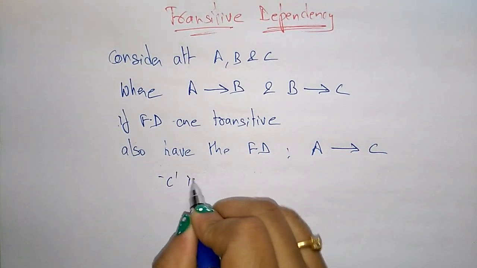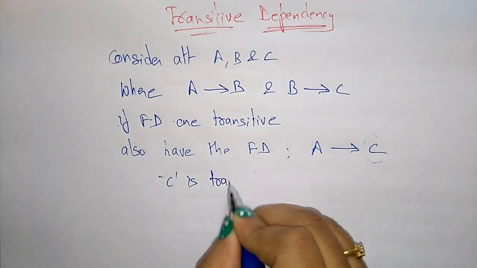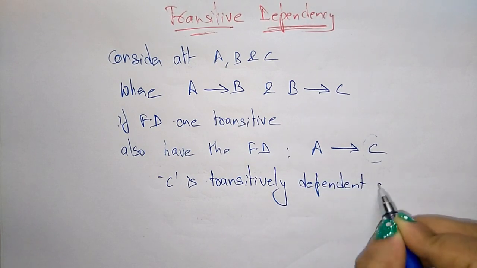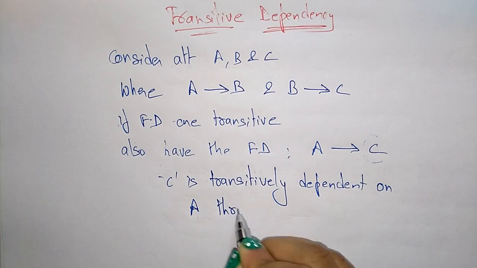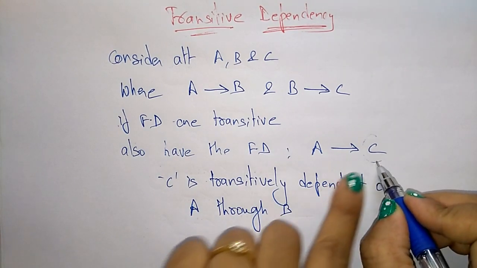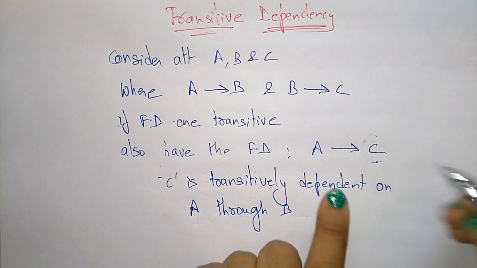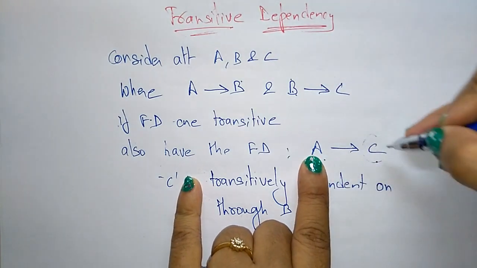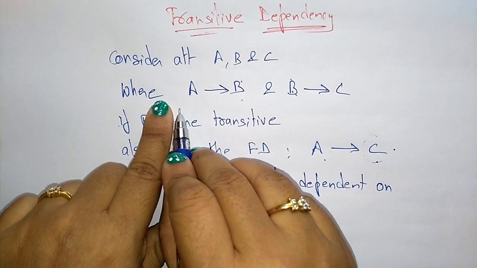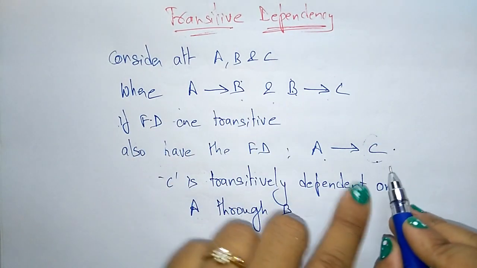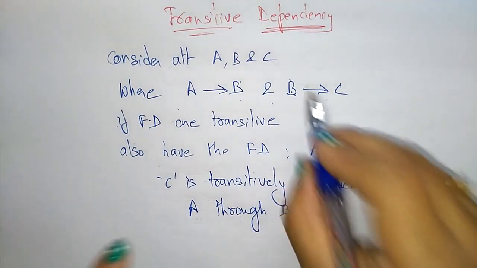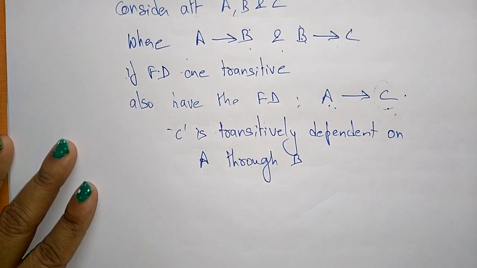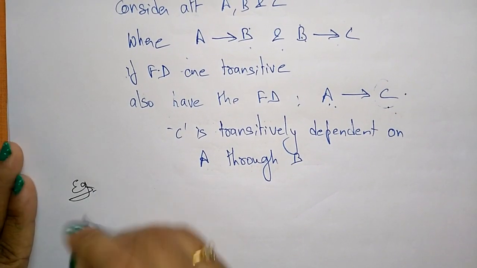So here this C is transitively dependent on A through B. First A determines B, then B determines C, then only A will determine C. Means B depends on A, C depends on B. In the same way, C also depends on A only through B. So this is the transitive dependency formula. Let me take one example to explain this transitive dependency.